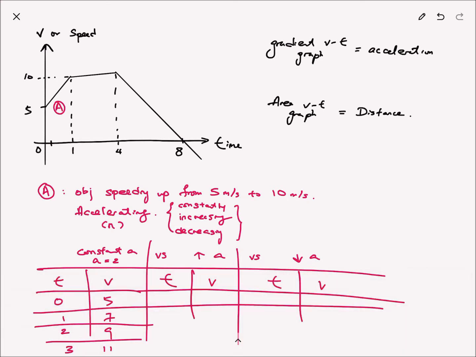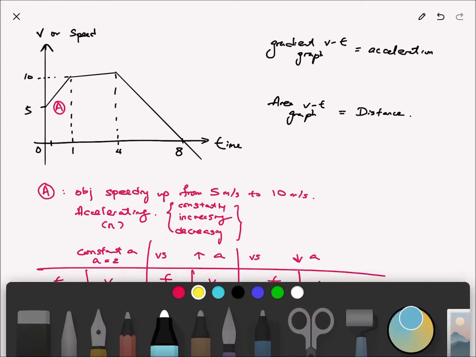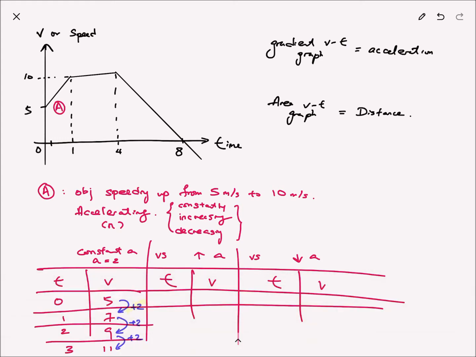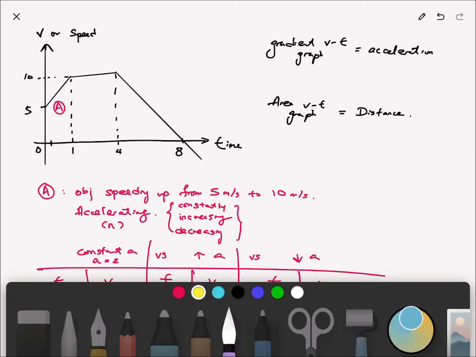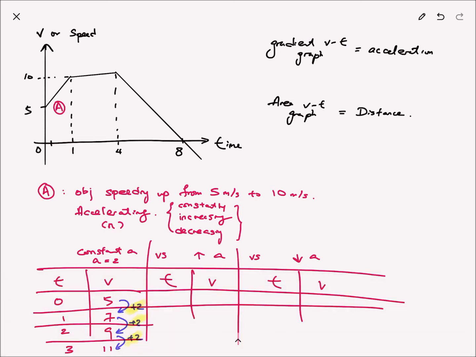How do I know that? Because 5 plus 2 is 7, 7 plus 2 is 9, 9 plus 2 is 11. Can you see that for this particular case, my increment is constant, right? That is a constant increment. So that is what we mean by constant acceleration.